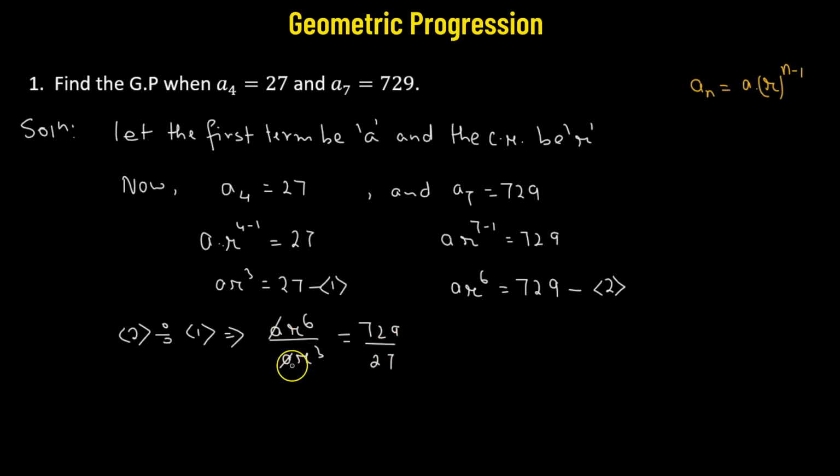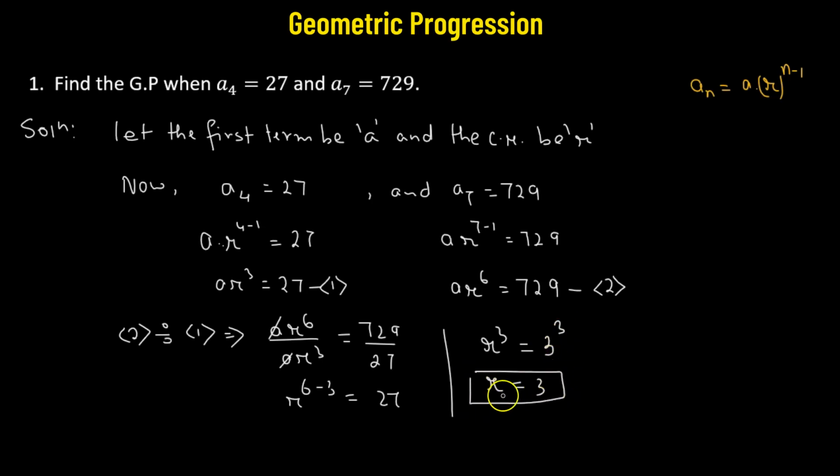So here a and a get cancelled. r raised to the power of 6 divided by r cubed is simply r raised to the power of 6 minus 3. And 729 divided by 27 has a value of 27. This means that r cubed is equal to 27, and 27 is simply 3 cubed. So we can say that r is equal to positive 3 if we take the positive cube root. So our common ratio is 3.